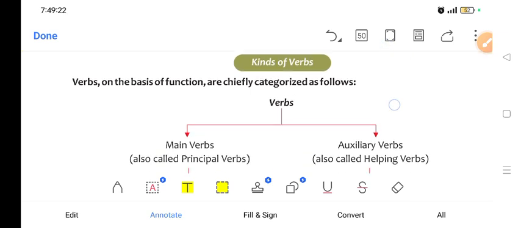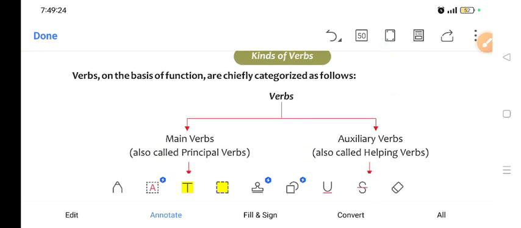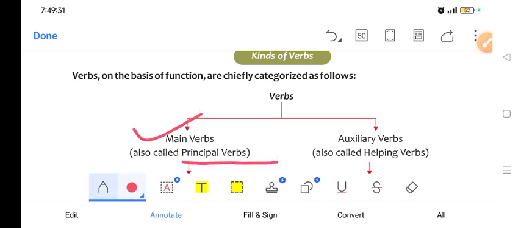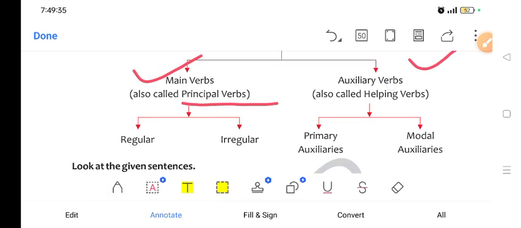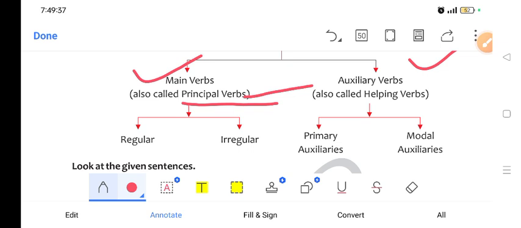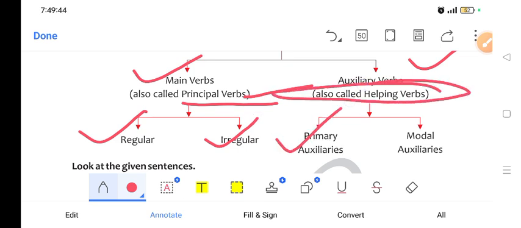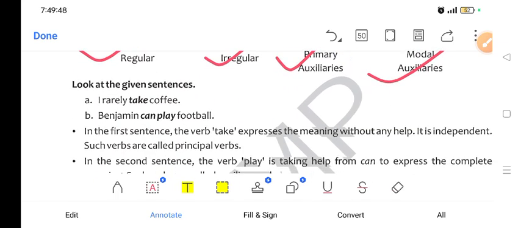Now I'm moving to the next part. These are kinds of verbs. Verbs on the basis of function are chiefly categorized as follows. So verbs work as a main verb or principal verb, or auxiliary verb, that is called a helping verb. And a principal verb is also called a linking verb. There are 2 types of linking verb, regular and irregular, while helping verbs could be divided into primary auxiliaries and modal auxiliaries. Fine.